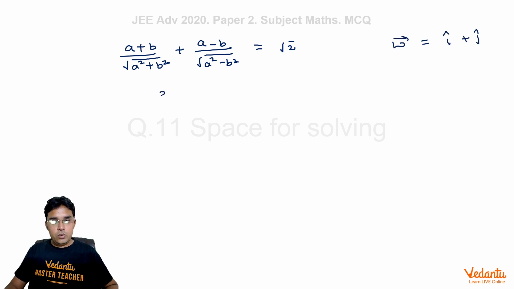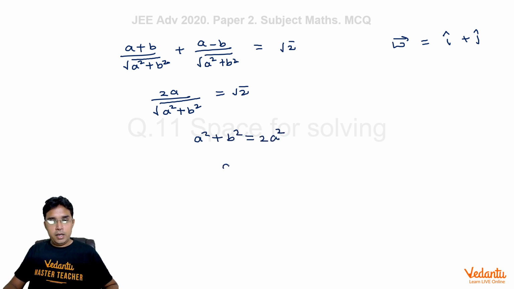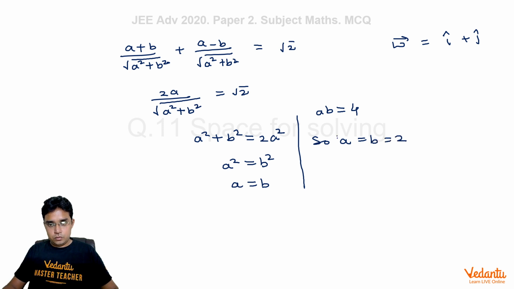So here we get 2A upon root over A square plus B square. Here also it will be plus. And this is equal to root 2. Squaring both sides and solving, we get A square plus B square is equal to 2A square. That gives A square is equal to B square. Now because A and B both are positive, hence this A has to be equal to B. And also we found in previous slide AB equal to 4. So this A and B both has to be 2. Again A and B are positive, so 2, 2 each.